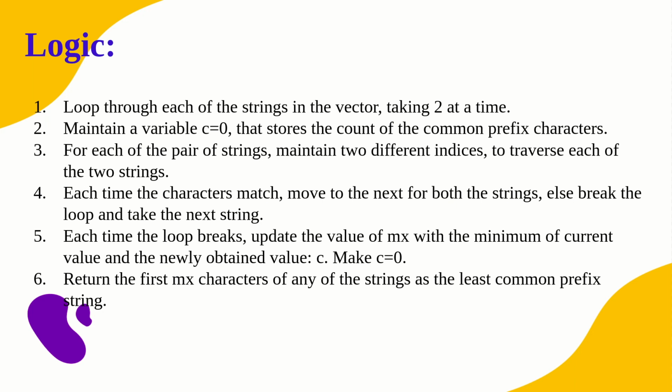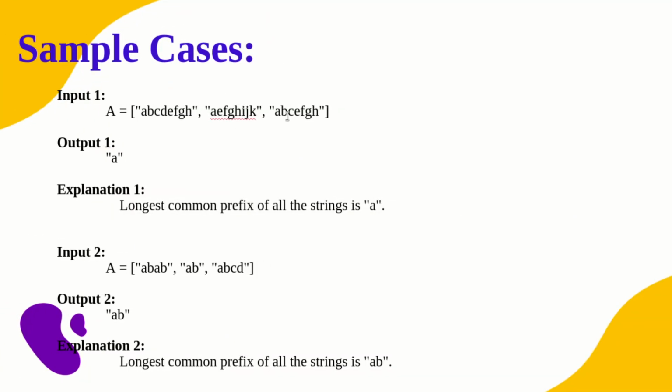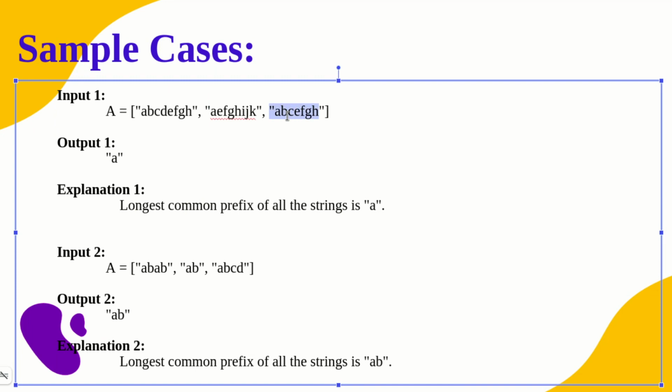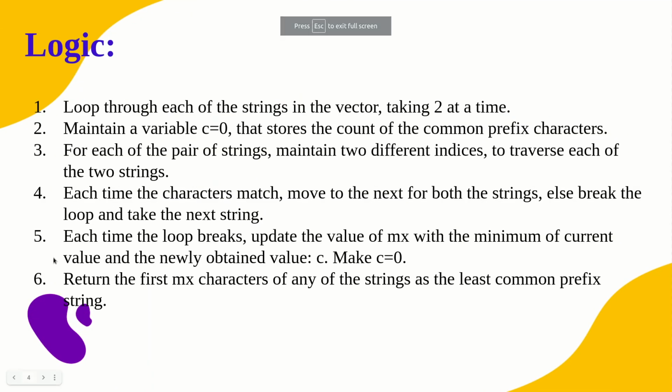Each time the loop breaks, update the value of the mx variable with the minimum of the current value and the newly obtained value c, and make c equal to 0. Step number 5 might look very complicated, but when we are coding, you will understand why I am performing this step. Just to help you, let's edit this problem so that I can explain that particular case. Suppose the given array was of this form. I'm explaining point number 5, and then you will get the entire solution.